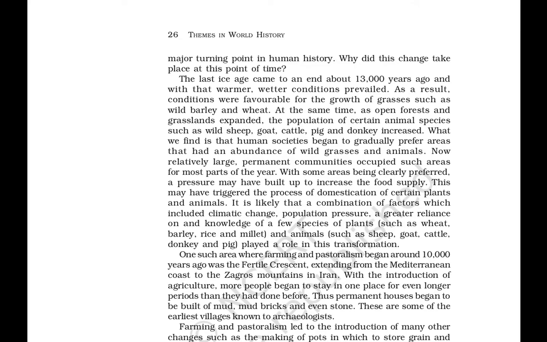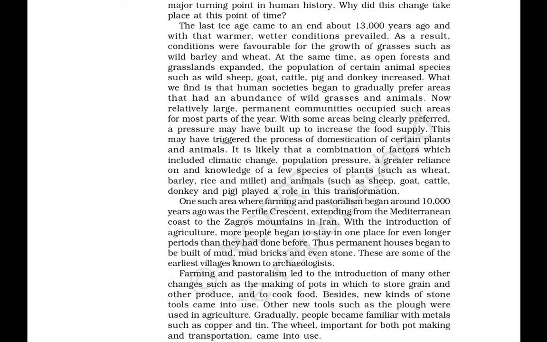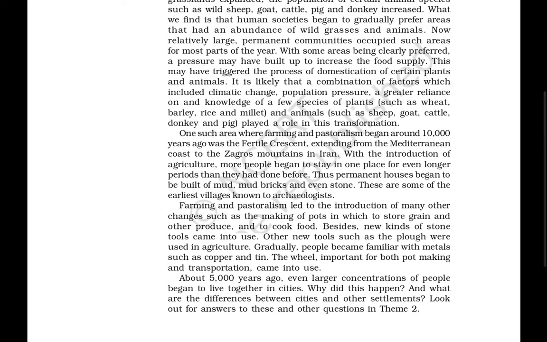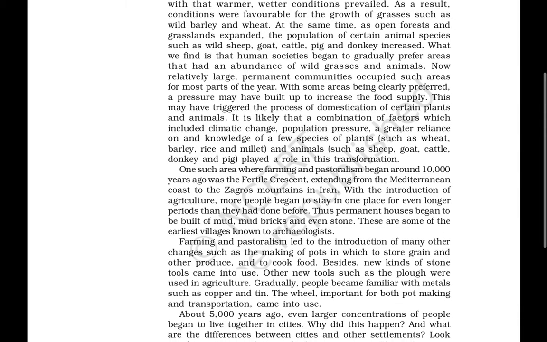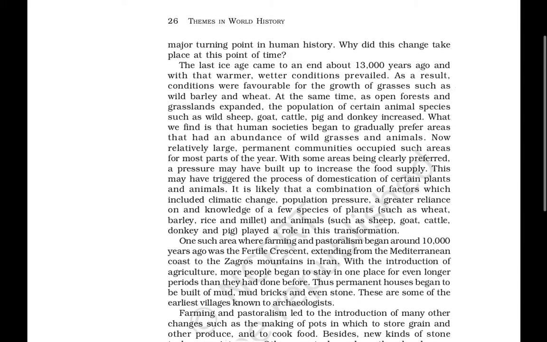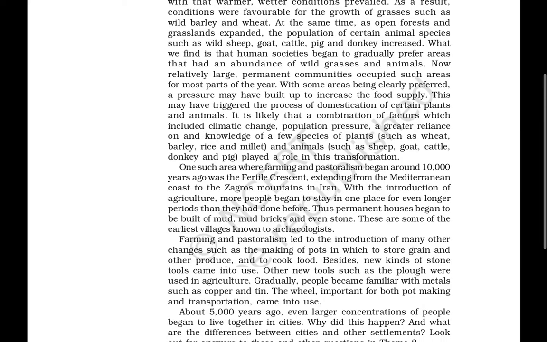What we find is that human societies began to gradually prefer areas that had an abundance of wild grasses and animals. Now, relatively large permanent communities occupied such areas for most parts of the year, with some areas being clearly preferred, or pressure may have built up to increase the food supply. This may have triggered the process of domestication of certain plants and animals.